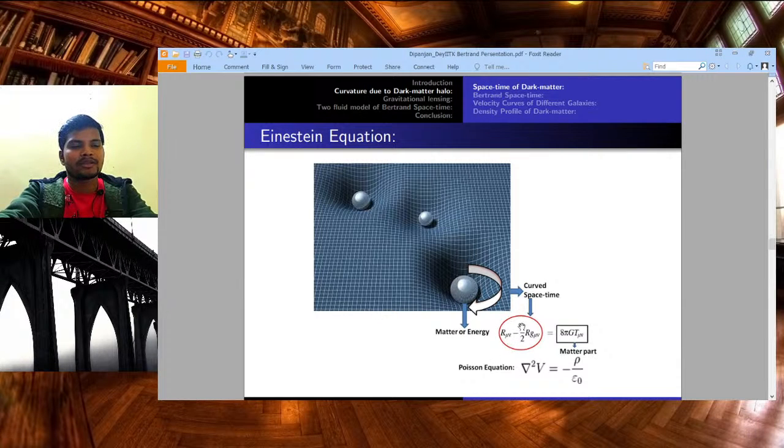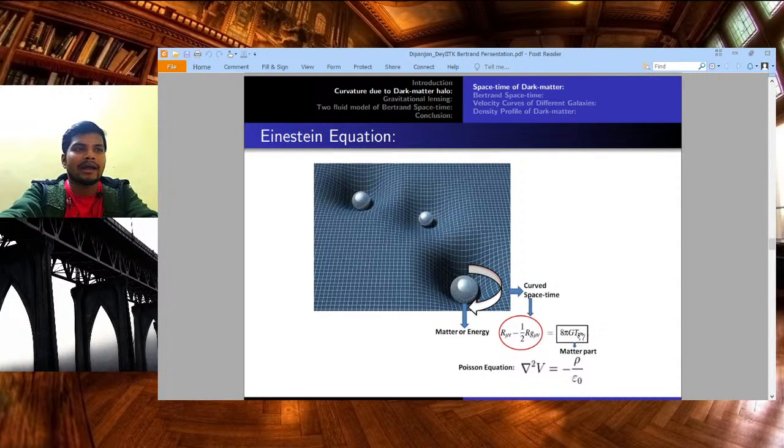R mu nu minus half R g mu nu. R mu nu is called the Ricci tensor. Okay, this is the curvature. This is the Ricci tensor R mu nu, this is the Ricci scalar R, and g mu nu is the metric. For example, if you write dr squared is equal to dx squared plus dy squared plus dz squared, then g mu nu has g11 equal to 1, g22 equal to 1, and g33 equal to 1. Okay, g mu nu is the component which is the coefficient of dx squared, dy squared and dz squared.